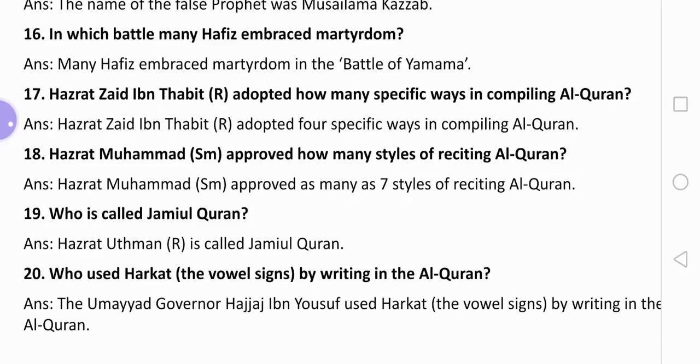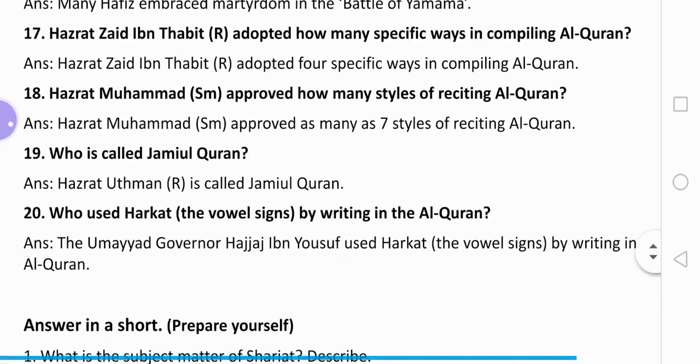Hazrat Muhammad sallallahu alaihi wasallam approved how many styles of reciting Al-Quran? Hazrat Muhammad sallallahu alaihi wasallam approved as many as 7 styles of reciting Al-Quran. Number 19, who is called Jami'ul Quran? It's a very easy question. Hazrat Usman radiyallahu ta'ala is called Jami'ul Quran.